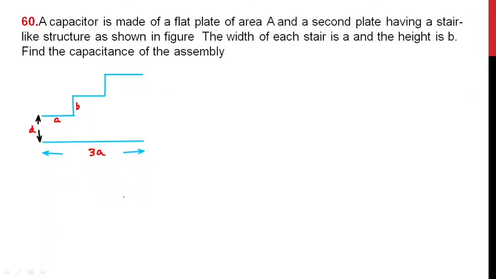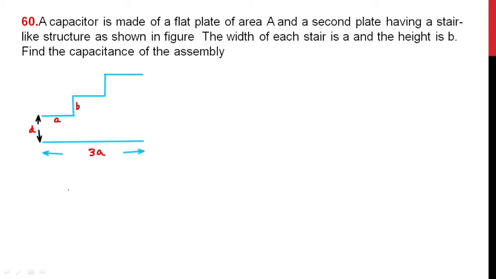Hello everyone. A capacitor is made of a flat plate of area A and a second plate having a stair-like structure as shown in the figure. The width of each stair is A and the height is B. Find the capacitance of the assembly.